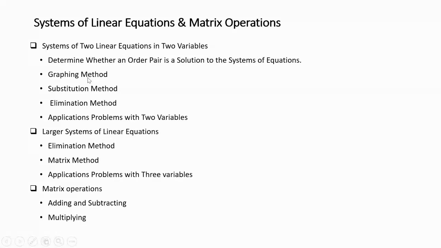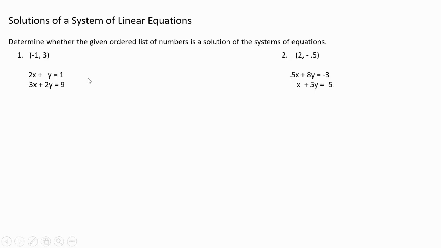Okay, so let's begin with the first topic, which is to determine whether the given ordered list of numbers is a solution to the system of equations. So for example, number one, you have two equations, right? Equation 1 and equation 2. In order for this to be a solution, the point (-1, 3) has to make both equations true. So the -1 is the x value and the 3 is the y value.